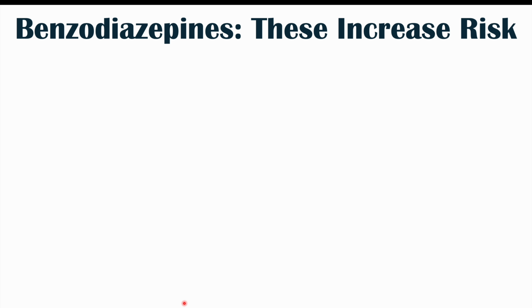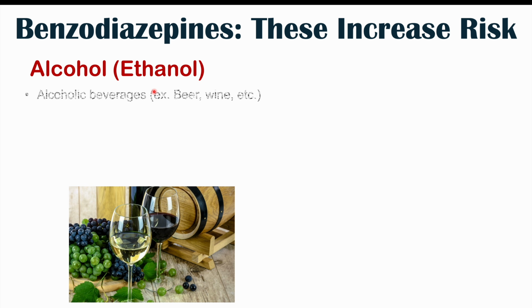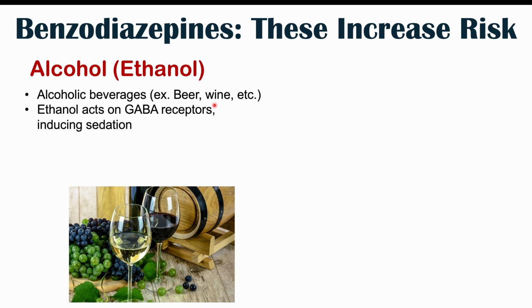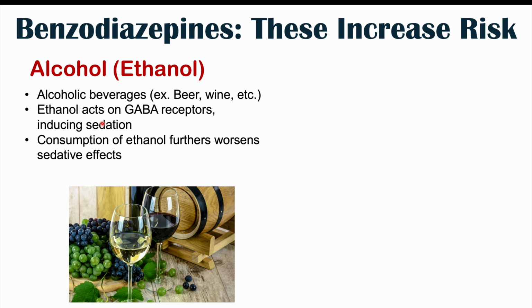So these are going to mostly affect benzodiazepines in general because they have similar side effects. So some of them include the following: alcohol or ethanol consumption. So alcoholic beverages like beer, wine, etc. These should be ultimately avoided when taking benzodiazepines because ethanol acts on GABA receptors as well, also leading to a generalized decrease in neuronal activity and inducing sedation. So when taking ethanol and benzodiazepines, it can worsen the sedative effects. So it can make somnolence and drowsiness worse, and some patients can feel dizzy as well with both of these combined.